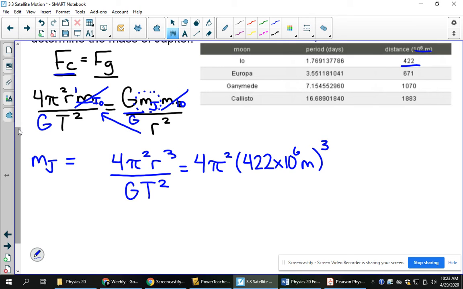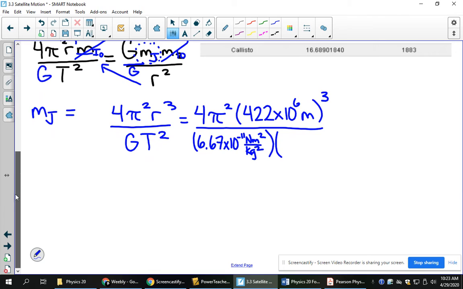Now, don't forget that this needs to be cubed before we divide by G. And the period squared. Can I put that number in for my period? No, that number does not have the right units. That is telling you days. Let's go down the page a little bit because we have to make that number into seconds. That's the only way that this is going to work.